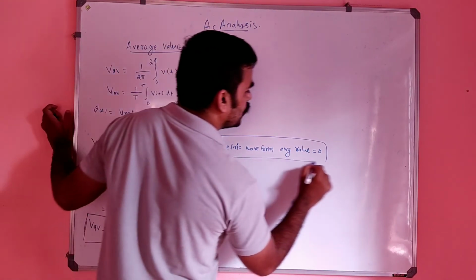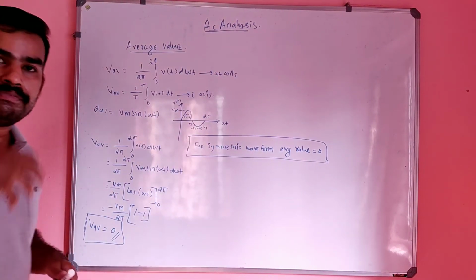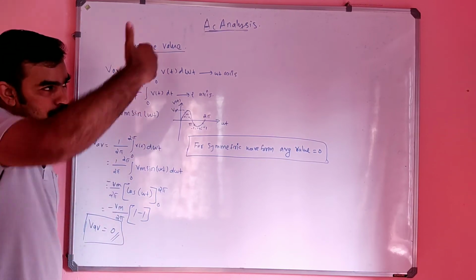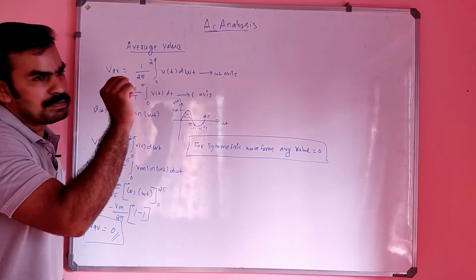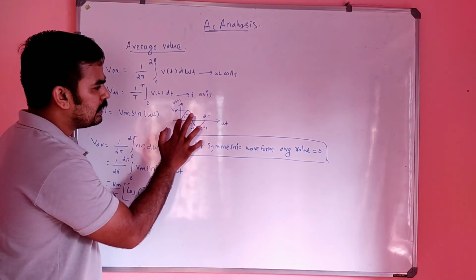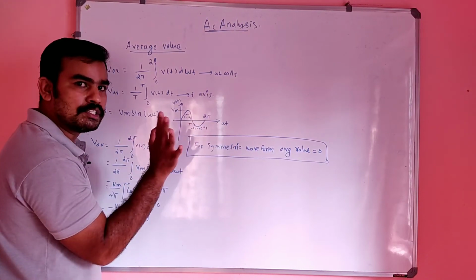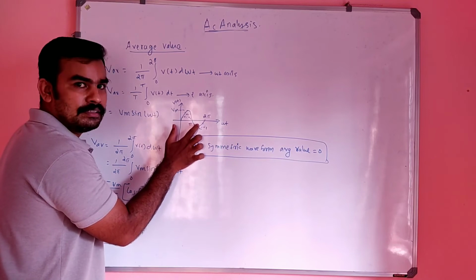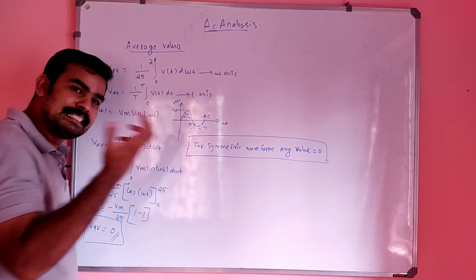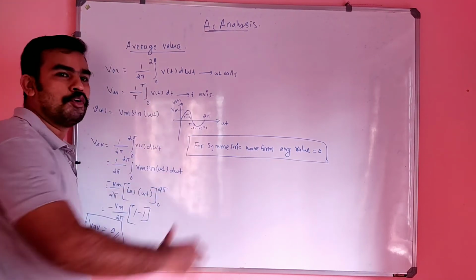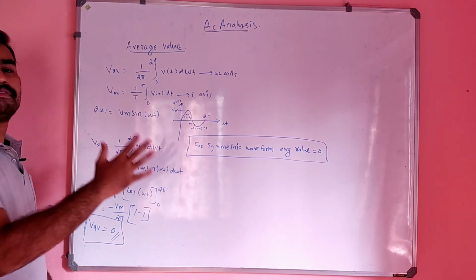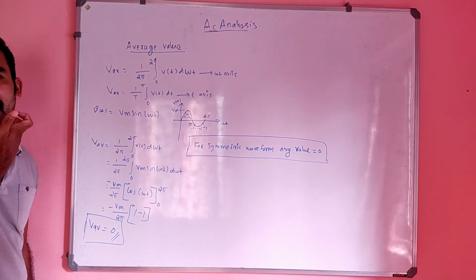So if someone asks you to find the average value of a waveform and you are given a waveform, simply observe it. If it is symmetric in nature, what is meant by symmetric? The same will repeat again for the next half, or the mirror image of this will be the one below. That is what symmetric means. So for a symmetric waveform, the average value will be 0. No need to calculate all this.